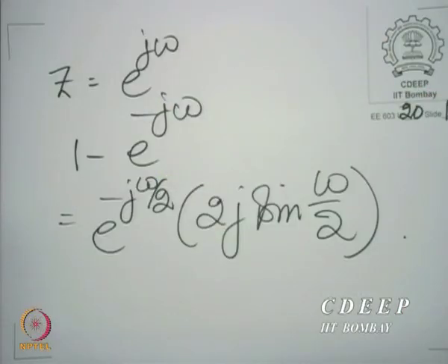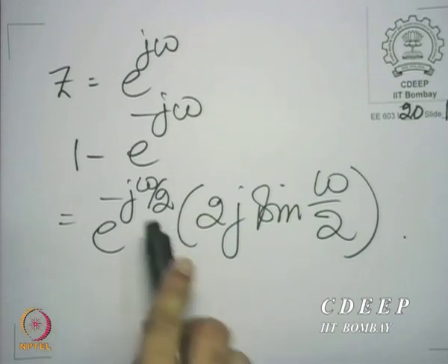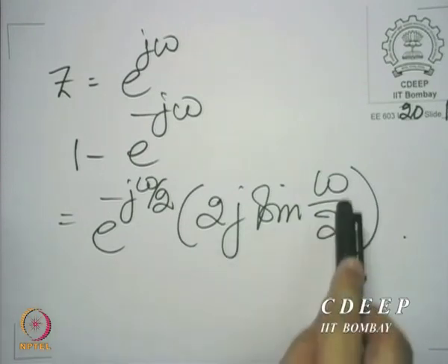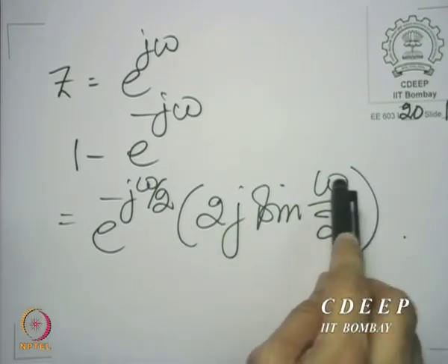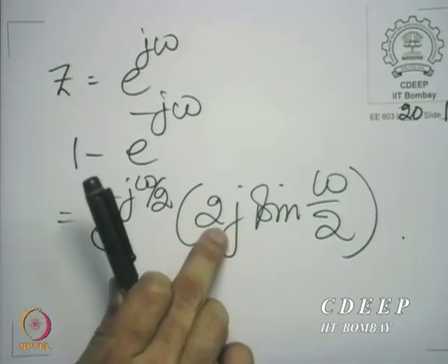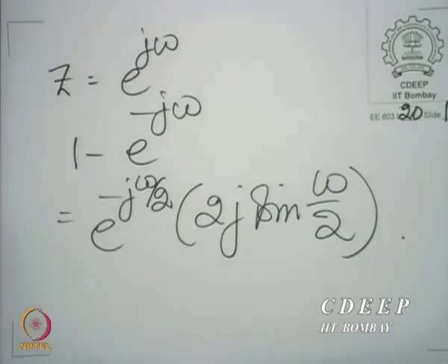So, it is clear that we cannot be happy with just a polynomial in Z or Z inverse. We need a proper rational function in Z or Z inverse to replace S. And that rational function in Z should be such that it cancels out this factor. That is the first observation. The second observation is that when omega goes from minus pi to plus pi, even if this term were to be absent, you would be taken only from minus 2 to plus 2 here, not from minus infinity to plus infinity. So, on that count also, it is inadequate.